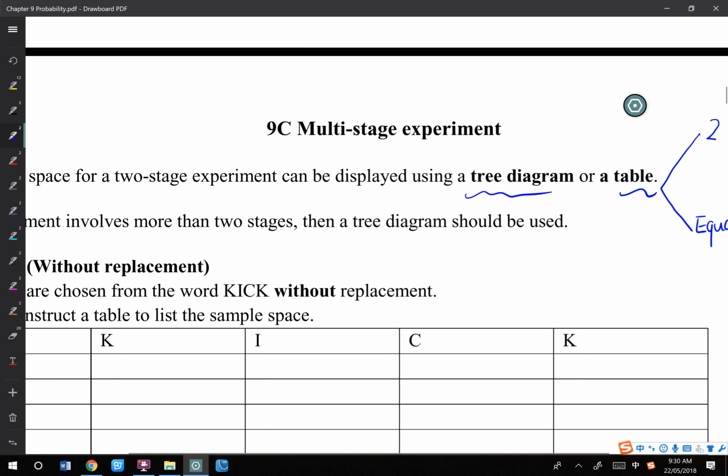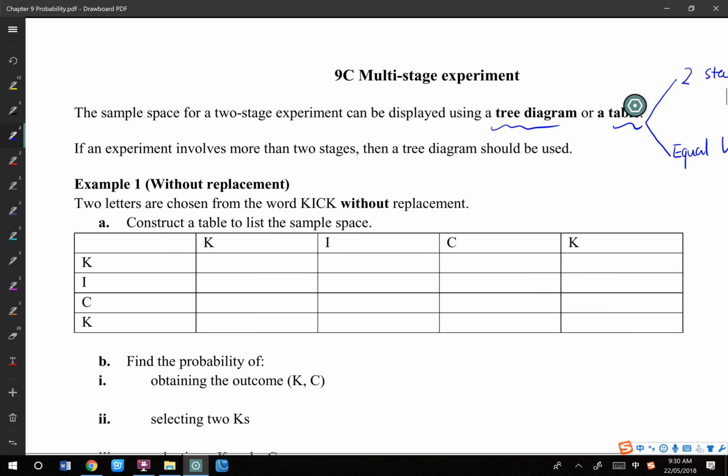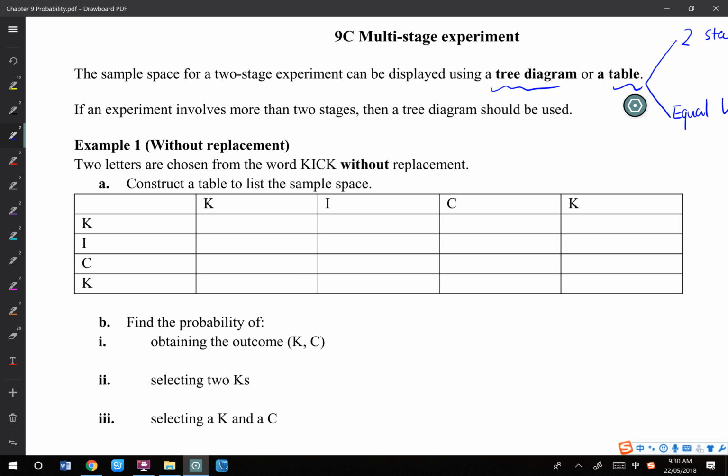And the tree diagram can deal with any multiple stage questions, and in VCE this is still quite important. We'll still use the tree diagram to deal with some really hard questions. Okay, the tree diagram is still very popular to solve questions. So let's have a look at the table first.